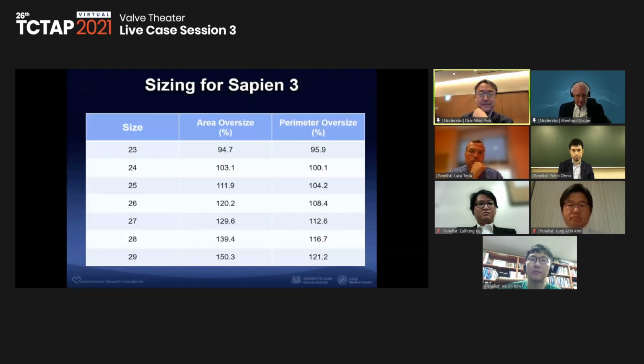And next, this is the sizing for the Sapien 3. We have to do around 110% area oversizing to 115% oversizing, and then it's going to be between the 23 millimeter valve and the 26 millimeter valve. Today we have chosen the 26 with a 2 cc underfill because the calcification is not quite severe, so we want some space to oversize. So we decided to do the 26 millimeter with a 2 cc underfill, meaning around 112% oversizing.